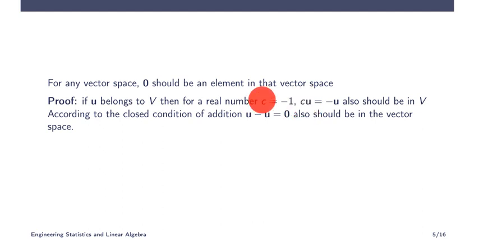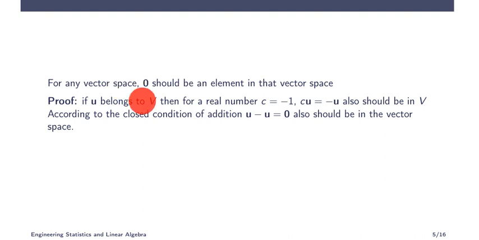is closed under C. Since V is a vector space, it should be closed under scalar multiplication, which means CU, that is minus 1 times U, should also be in V. So U is there in V and minus U is also there in V. Now we have the first property, which says that it is closed under addition. So if U is there and minus U is also there, then their sum should also be in V, right? So U plus minus U is what? 0. So 0 should be there in the vector space.